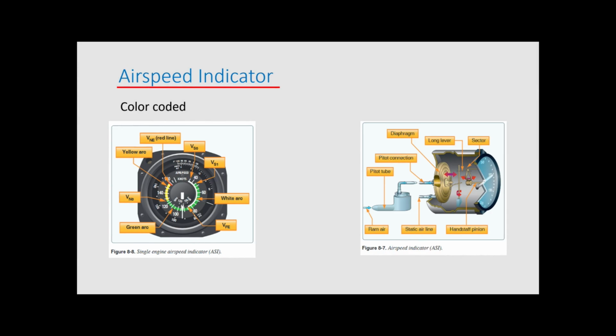Let's talk about the airspeed indicator. The airspeed indicator takes ram air from the pitot tube and compares it to static air. The ram air pushes against this diaphragm, which gives us an indication of our airspeed. The airspeed indicator is color-coded to make it easy to read while in flight.